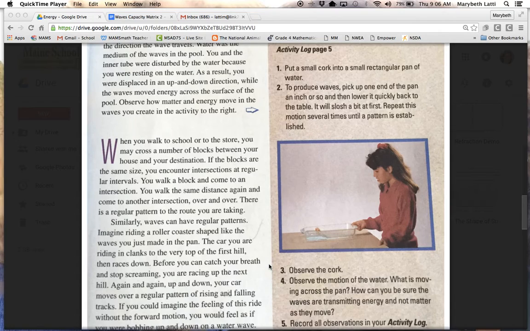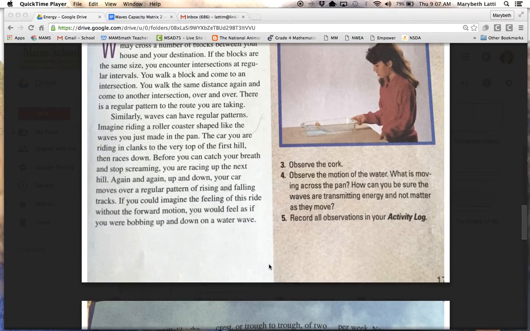When you walk to school or the store, you may cross a number of blocks between your house and your destination. If the blocks are the same size, you encounter intersections at regular intervals. You walk a block and come to an intersection. You walk the same distance again and come to another intersection, over and over. There is a regular pattern to the route you are taking. Similarly, waves can have regular patterns.